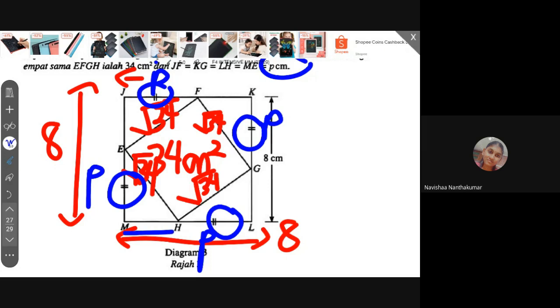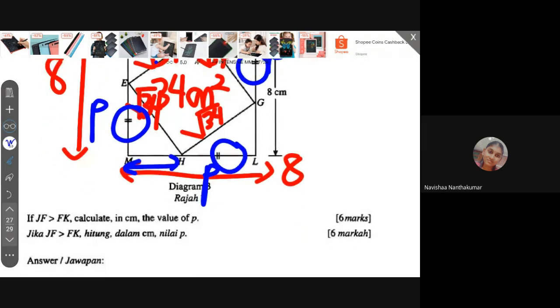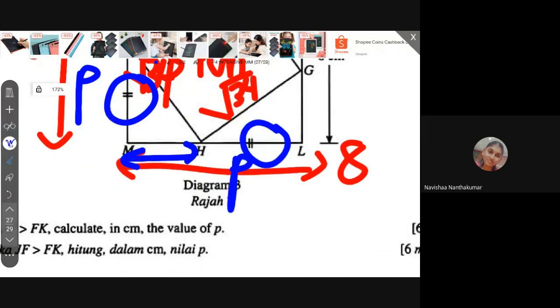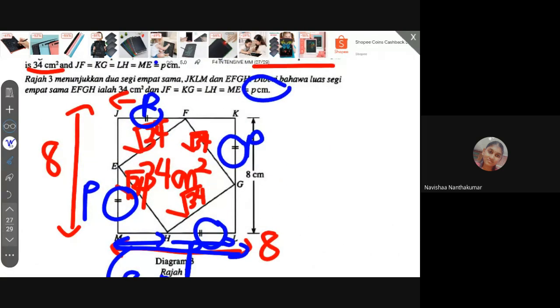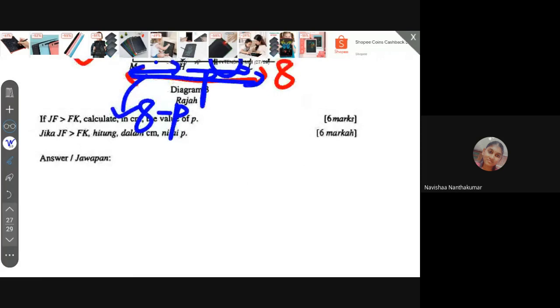Okay, so can you tell me the length of these guys? Apa panjang nilai MH, if you understand? What is the length for MH? Yang ni seluruh ni 8. Yang ni adalah P. Yes, 8 minus P. Very good. Okay, so just take the total minus the HL length lah. You will get 8 minus P. So after this kamu dah analysis lah seluruh diagram. So nanti lihat soalan balik, hitung nilai P.